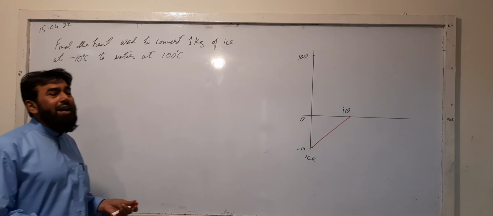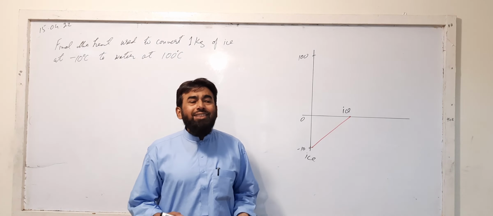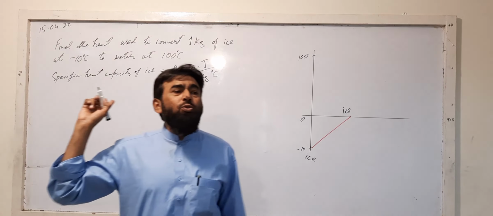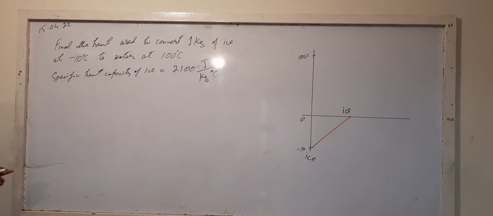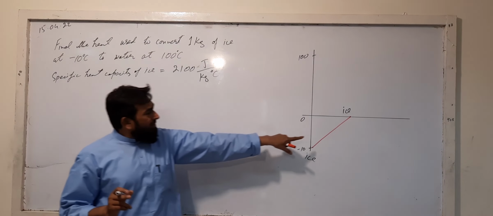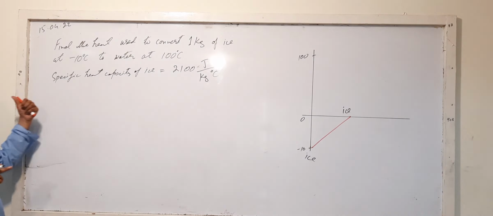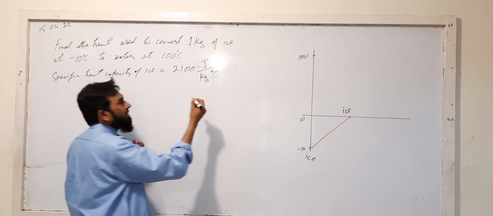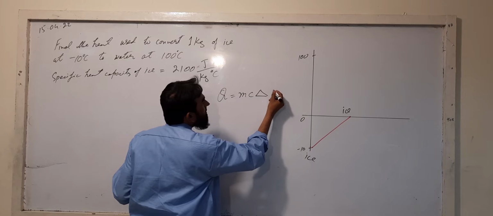Now no state change is occurring, only the temperature is increasing. So in this case you have to apply the specific heat capacity of ice. You must be aware of the value of the specific heat capacity of ice. This is the value. For finding out the heat energy consumed in the first stage, you will have to apply the formula for specific heat capacity. What is the formula? Yes, Q is equal to mc delta theta.